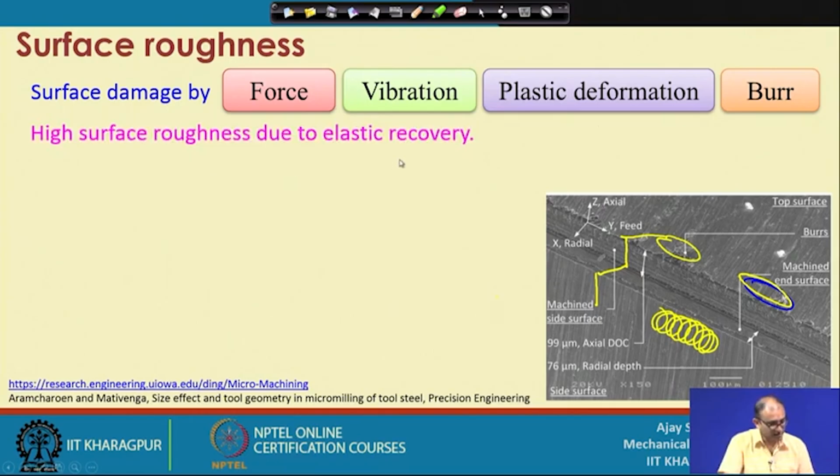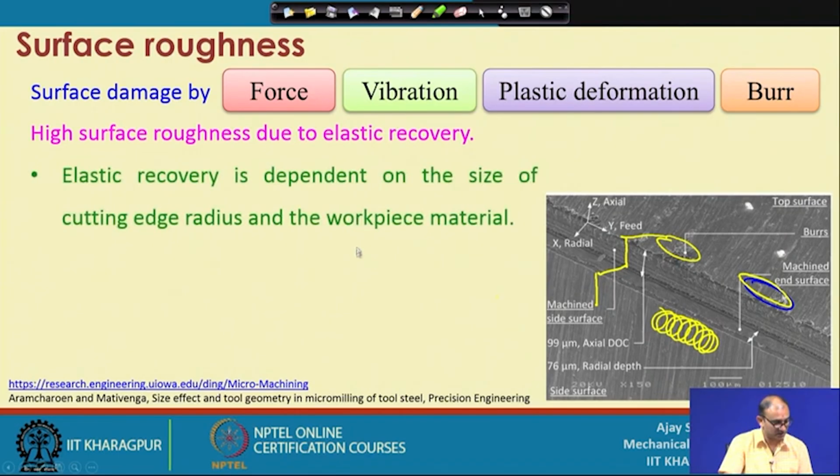So, high surface roughness is mostly due to elastic recovery, because when you are cutting a material, we have seen in that lecture the condition when you are machining with a low depth of cut but a high cutting edge radius. In that case it is mostly elastic recovery, your tool will just pass through the surface without removing any material. So, that is the problem with the high roughness.